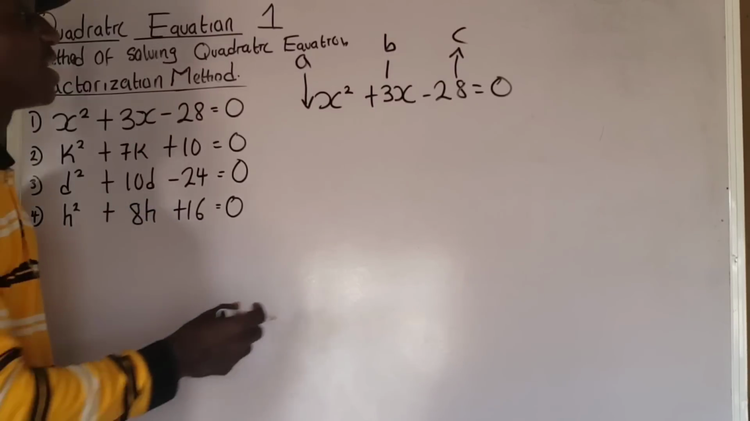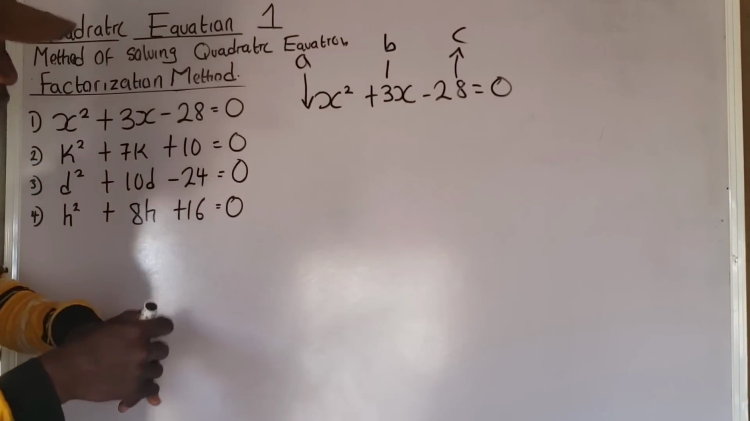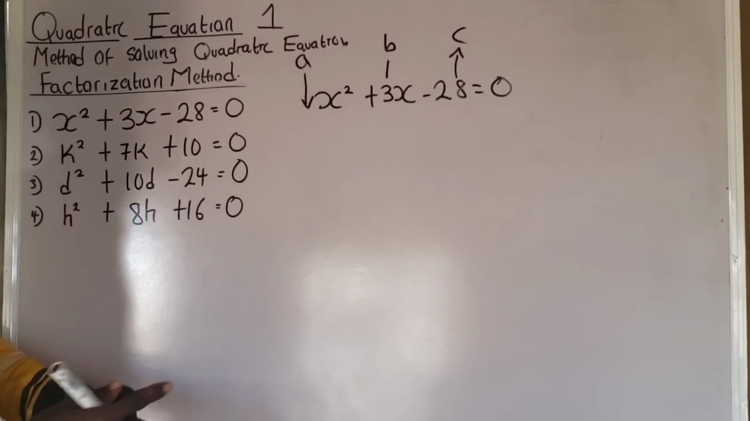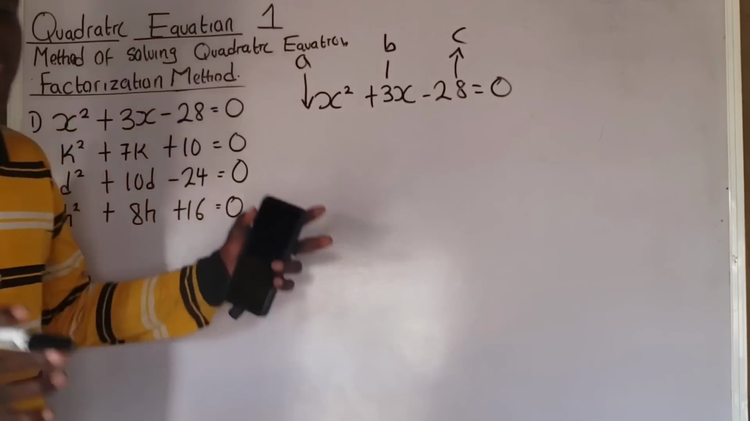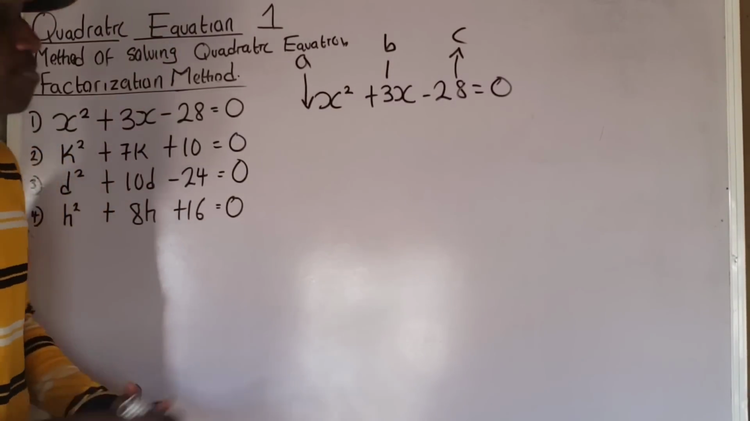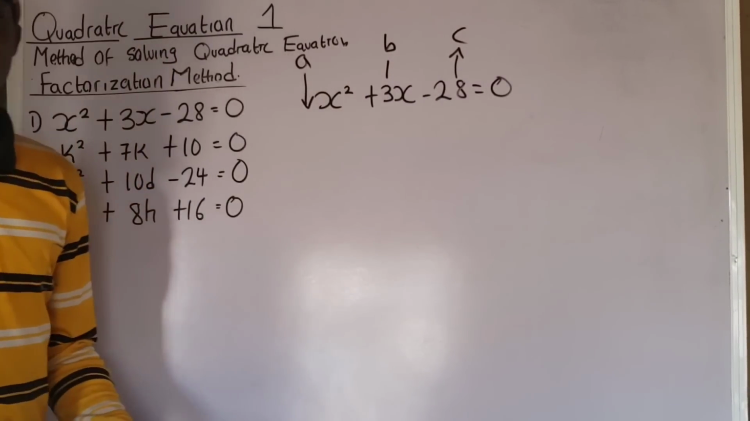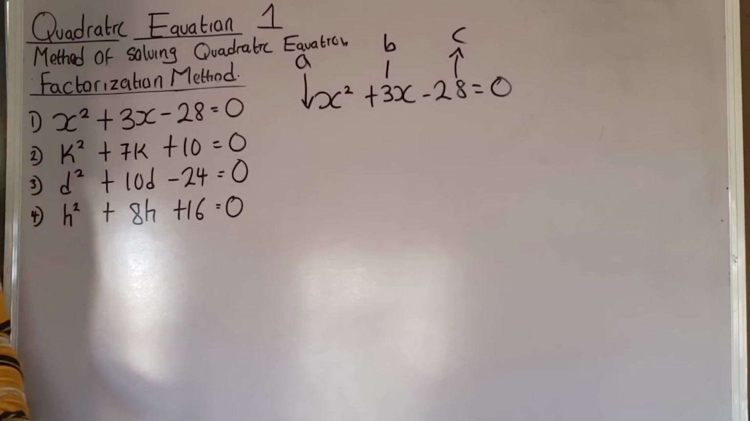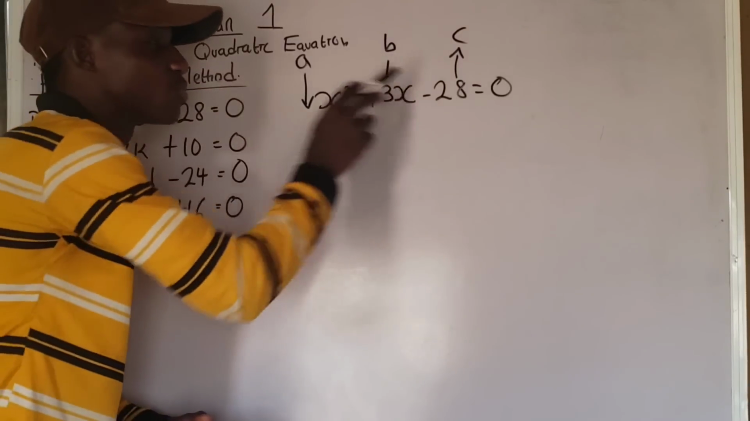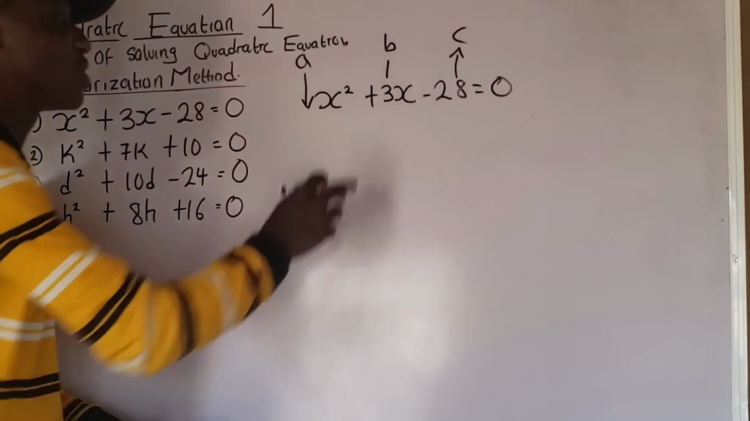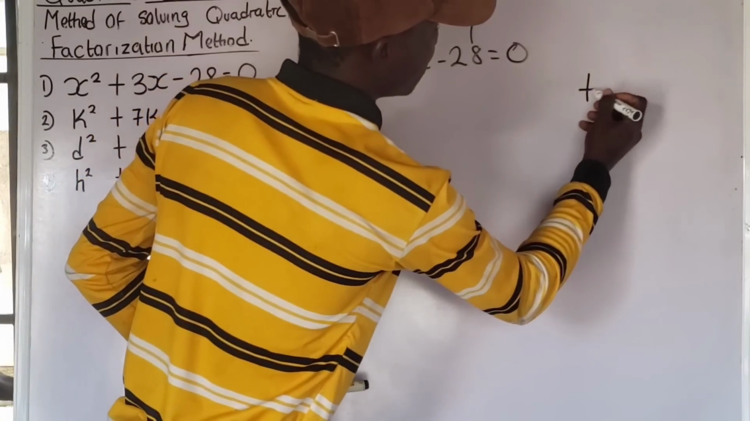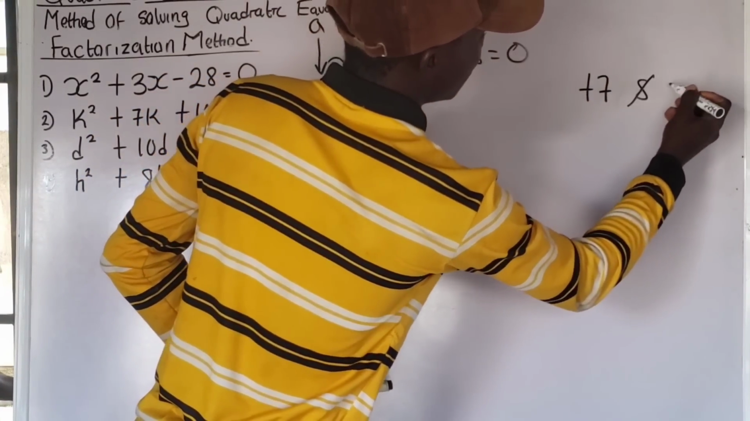You understand? Okay. Now, the first step is that we are going to find two numbers such that when we take the product of these two numbers, we get the value of c, and when we add these two numbers, we get the value of b. b is 3, c is negative 28. So you have to think of two numbers. Think very fast. What are those two numbers that if I take their product, I'm going to get negative 28, and if I add them together, I'm going to get plus 3? Those numbers are positive 7 and negative 4.